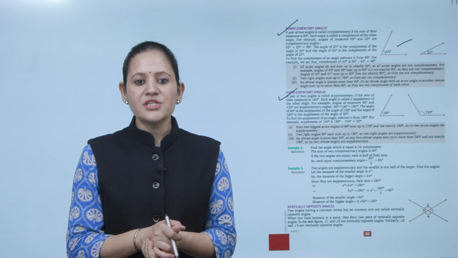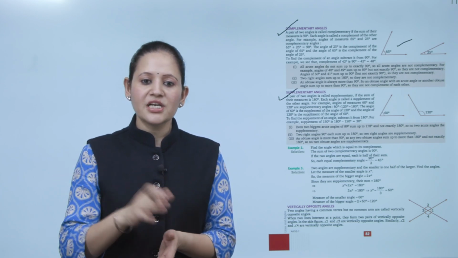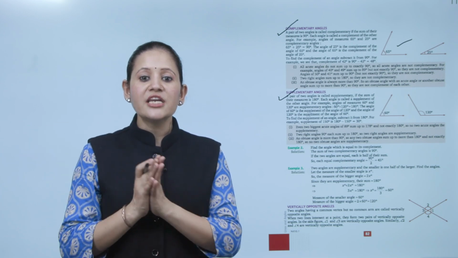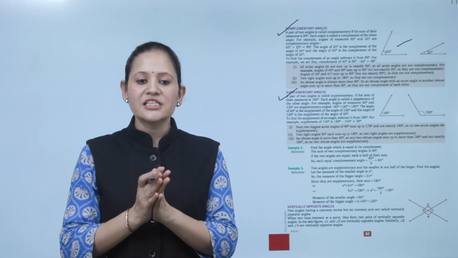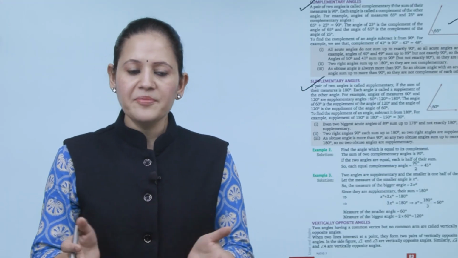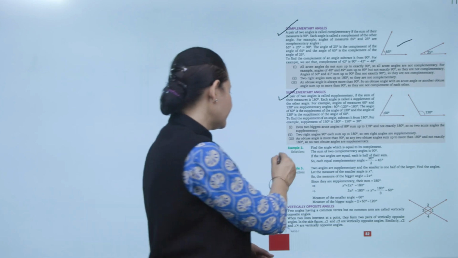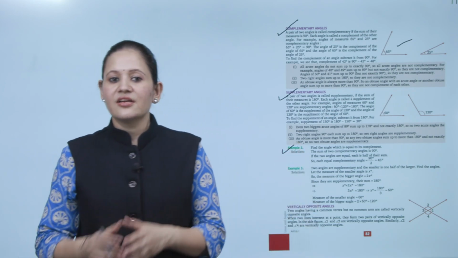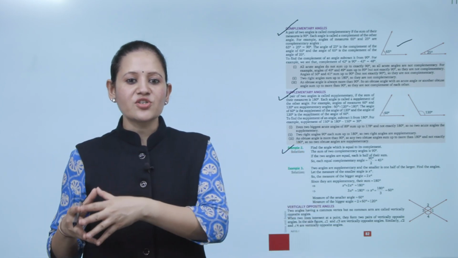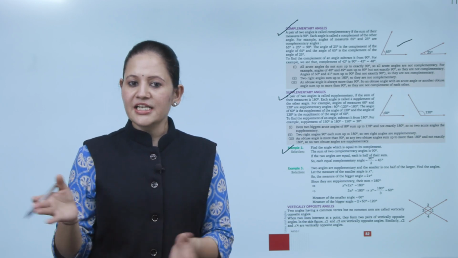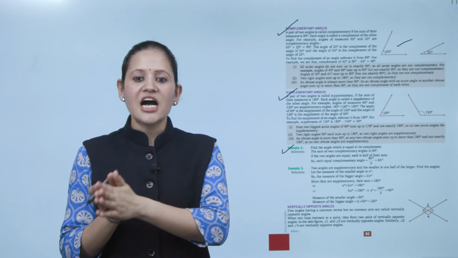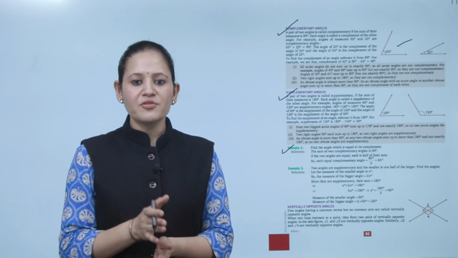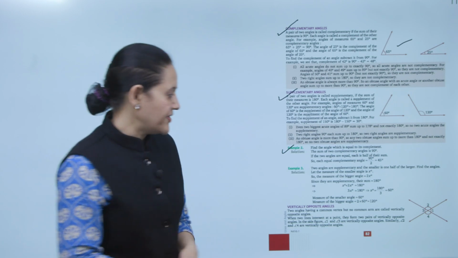Next, an obtuse angle is more than 90 degrees. What is an obtuse angle? More than 90 degrees. So any two obtuse angles sum up to more than 180 degrees and not exactly 180 degrees. So no two obtuse angles are supplementary. Clear? Now we'll take an example. Find the angle which is equal to its complement. The sum of two complementary angles is 90 degrees. If two angles are equal, each is half of their sum. So each angle will be 90 upon 2, that is 45 degrees.